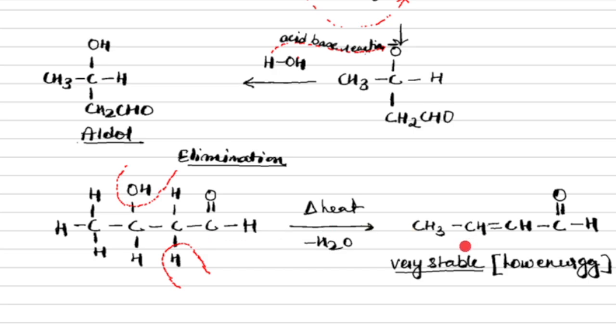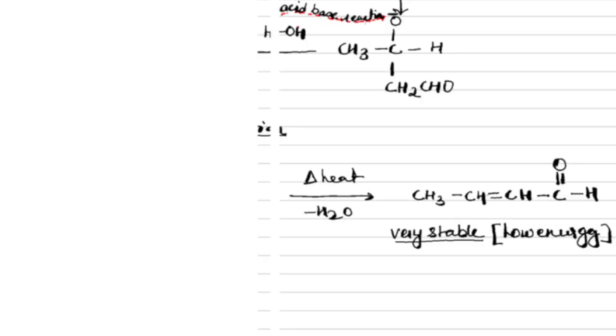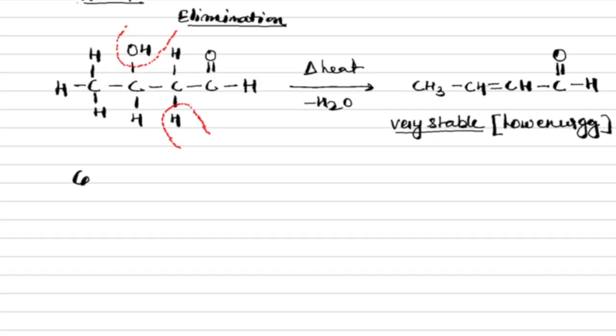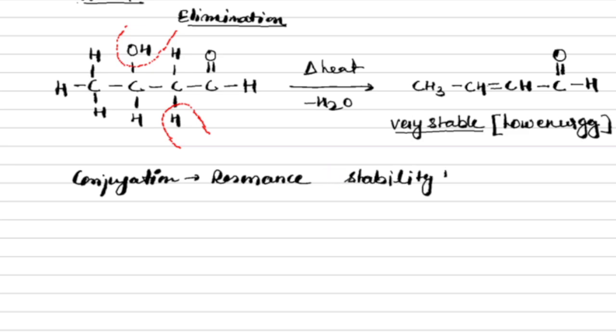Every molecule wants to be stable. Why is this stable? Look at this double bond, and alternately another double bond is there. This is called conjugation. We can see alternate pi bonds, so these pi electrons can delocalize, they can move around. Due to that, they produce resonance, which increases the stability. So what is conjugation?